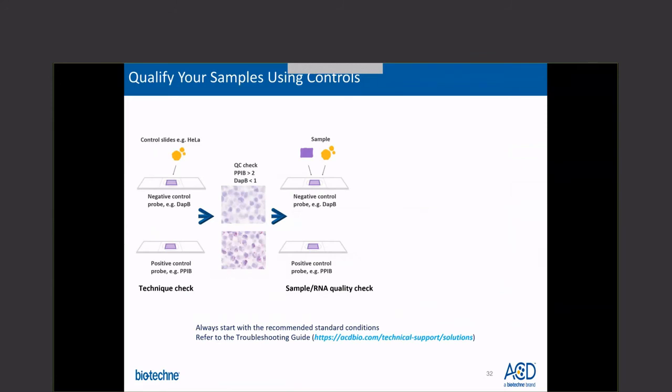BaseScope is a highly specific and sensitive in situ nucleic acid hybridization assay and requires that the protocol be followed closely. To ensure first time and also continued success in the specific detection of your intended target, we strongly encourage all users to perform a technical quality control to ensure that the assay is being run appropriately.